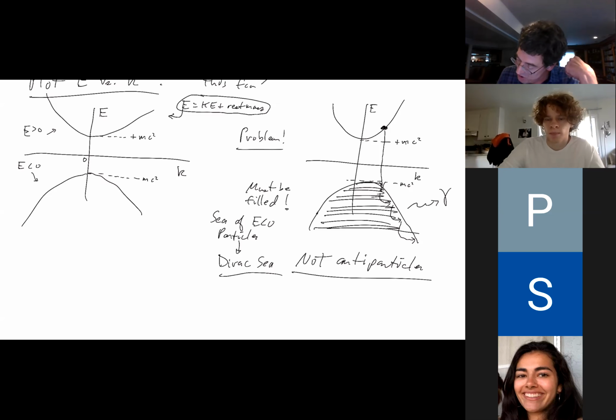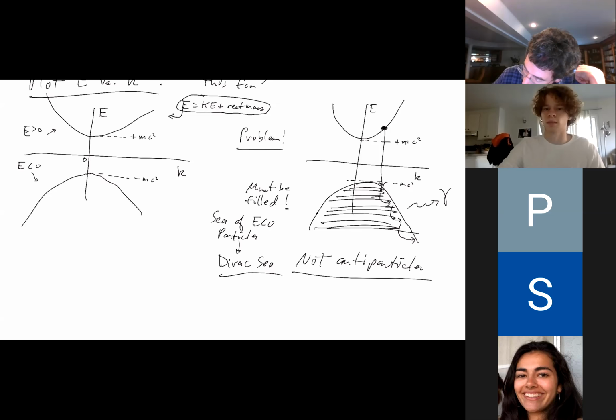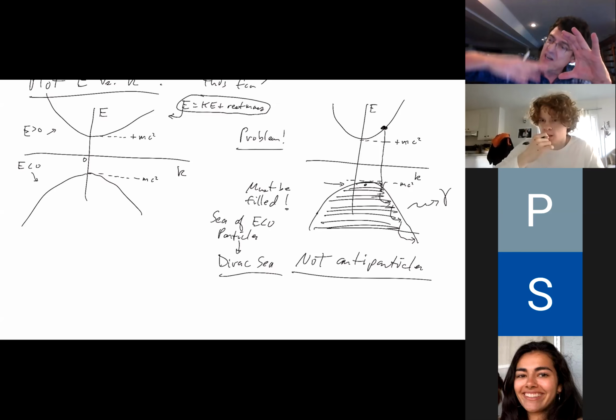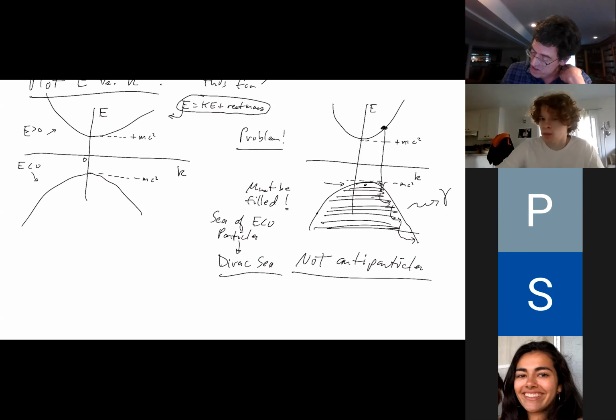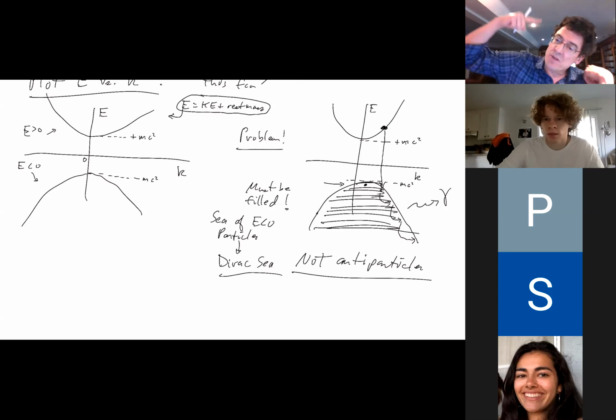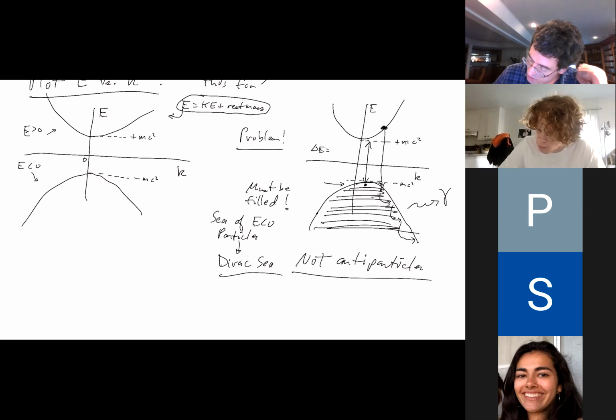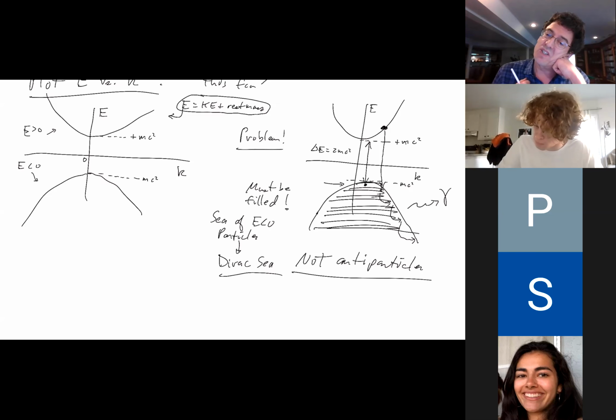So look, this state right here at the bottom, the topmost negative energy state with the highest energy, you notice that to excite that up into the positive energy regime, I need to overcome this energy gap. This energy gap is 2 mc squared. Now, what is mc squared? That is the rest energy. So suppose we're talking about electrons. And so what's 2 mc squared?